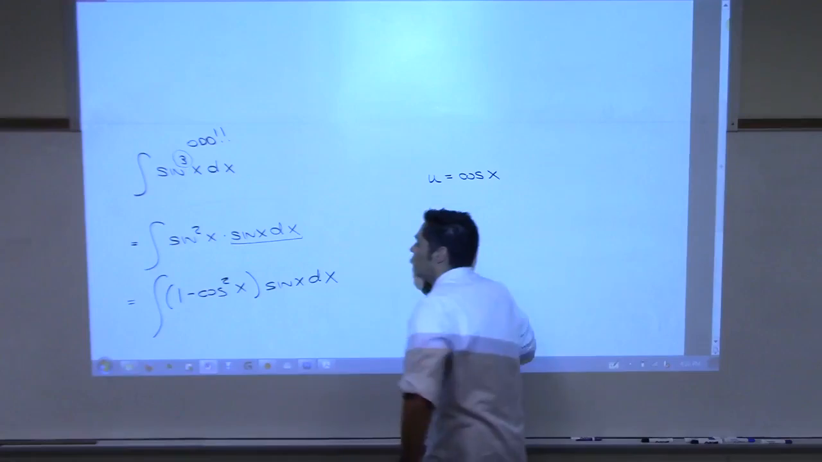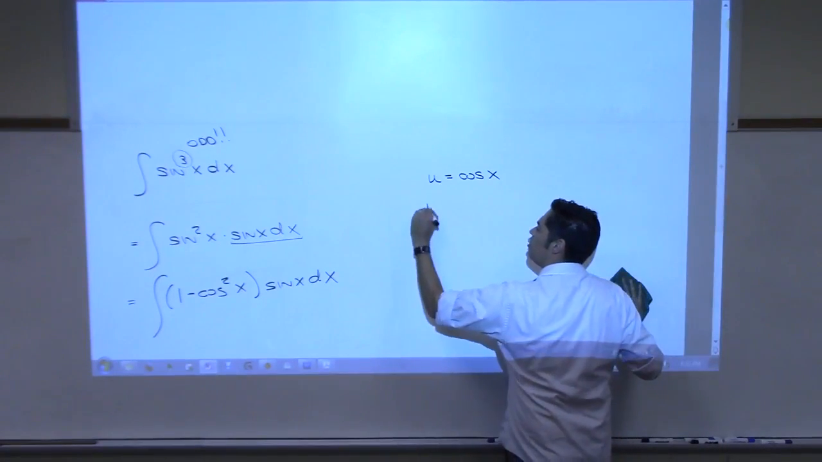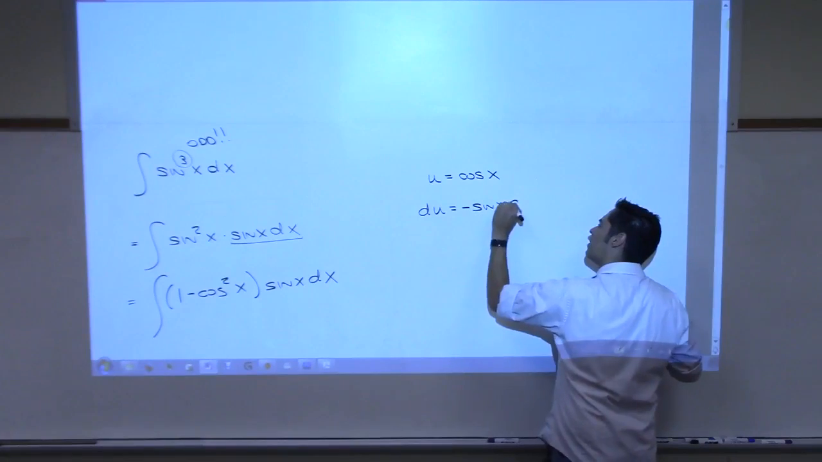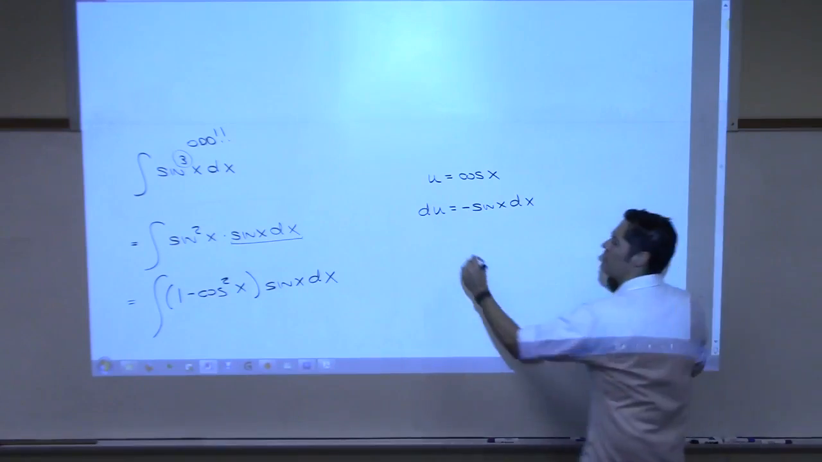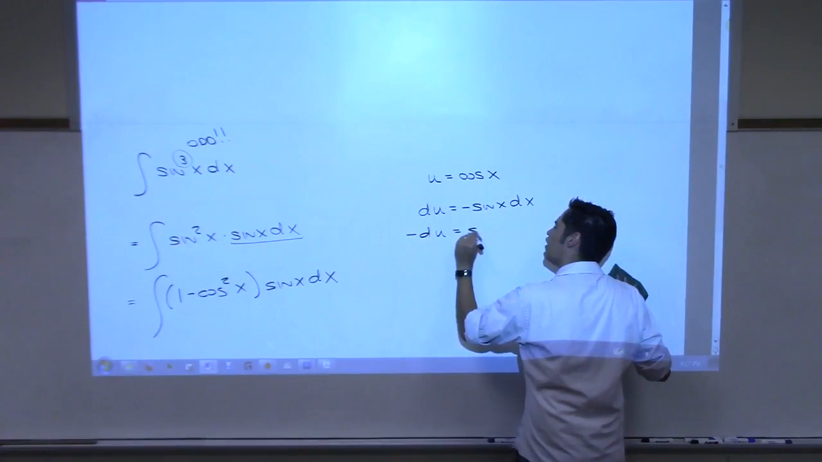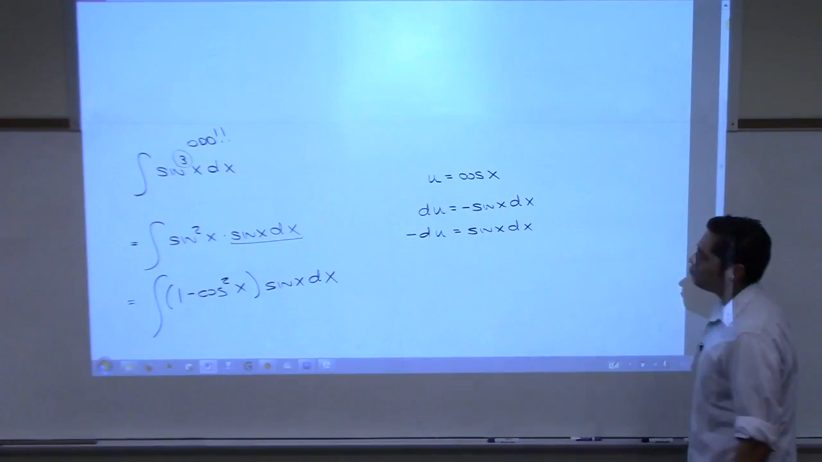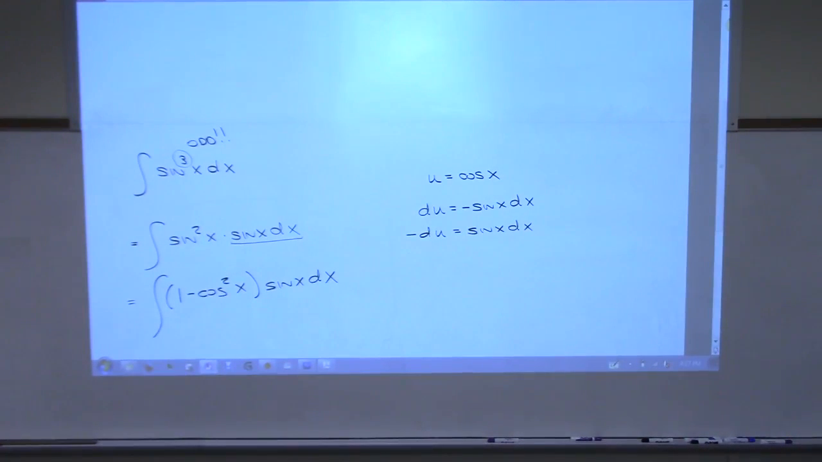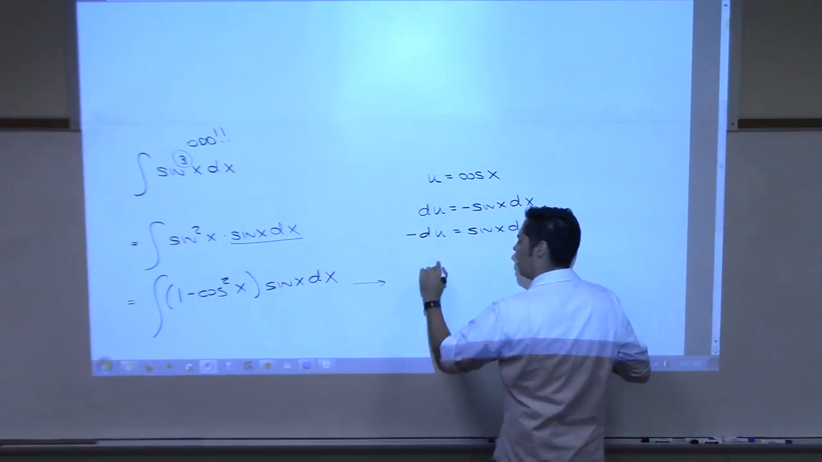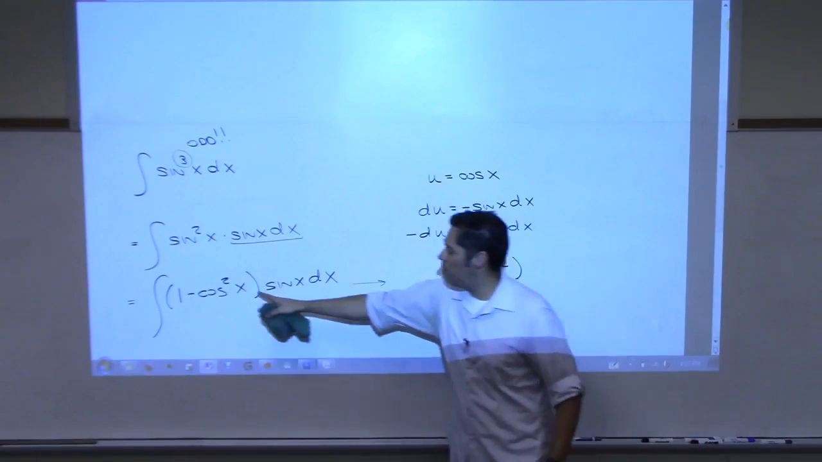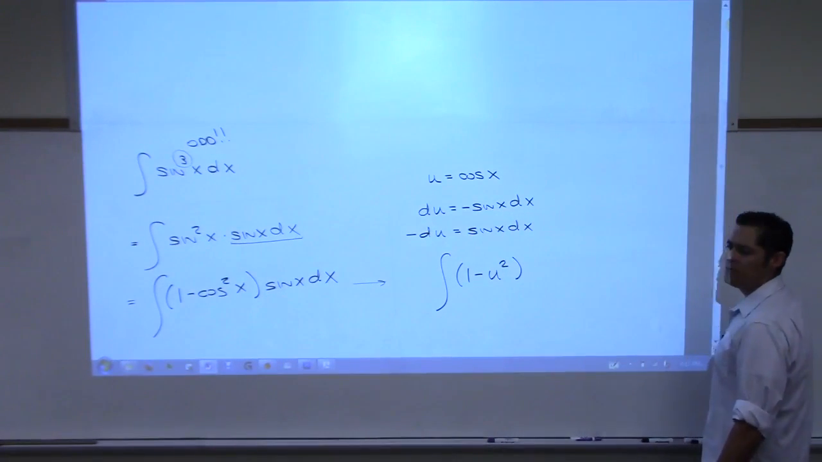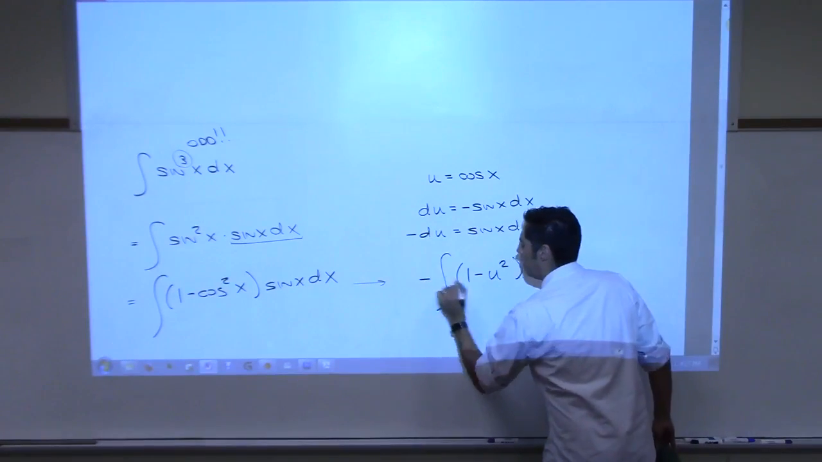Okay, odd. All right, so let's make this substitution. du is going to be negative sine x dx, which we almost have. We're off by a negative, so negative du is sine x dx. And now we're going to rewrite the integral. What does my new integral become? Integral 1 minus u squared, right? Because cosine is squared, so 1 minus u squared. Sine x dx is negative du. Pop that negative out, du out here.